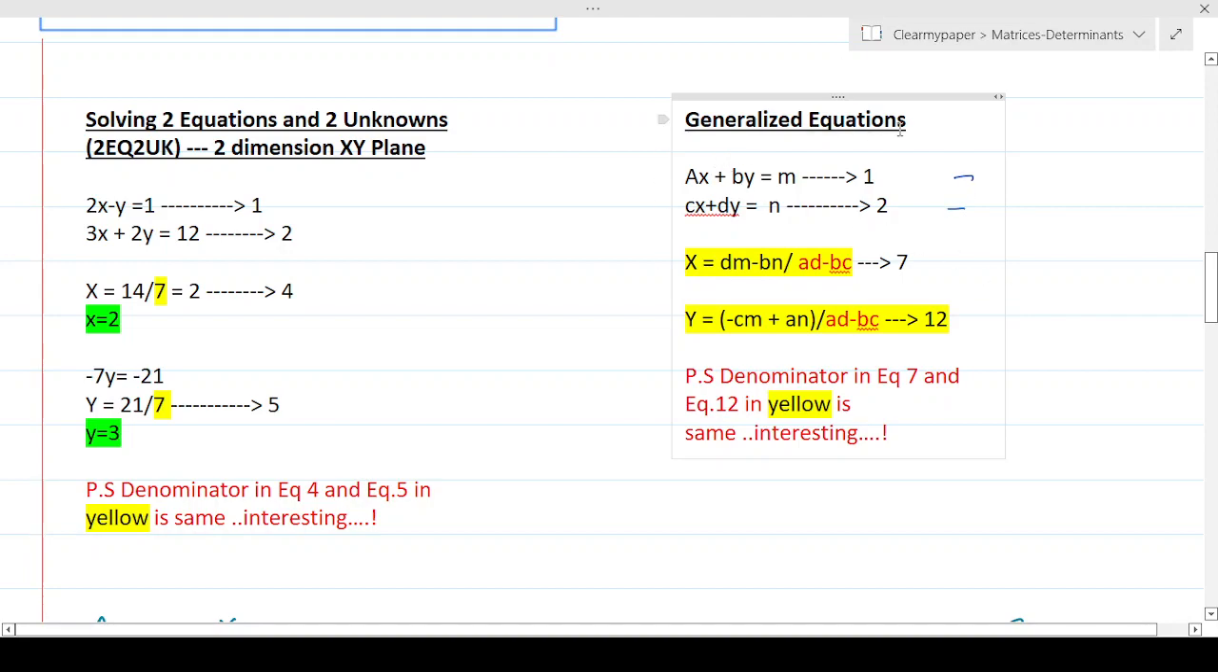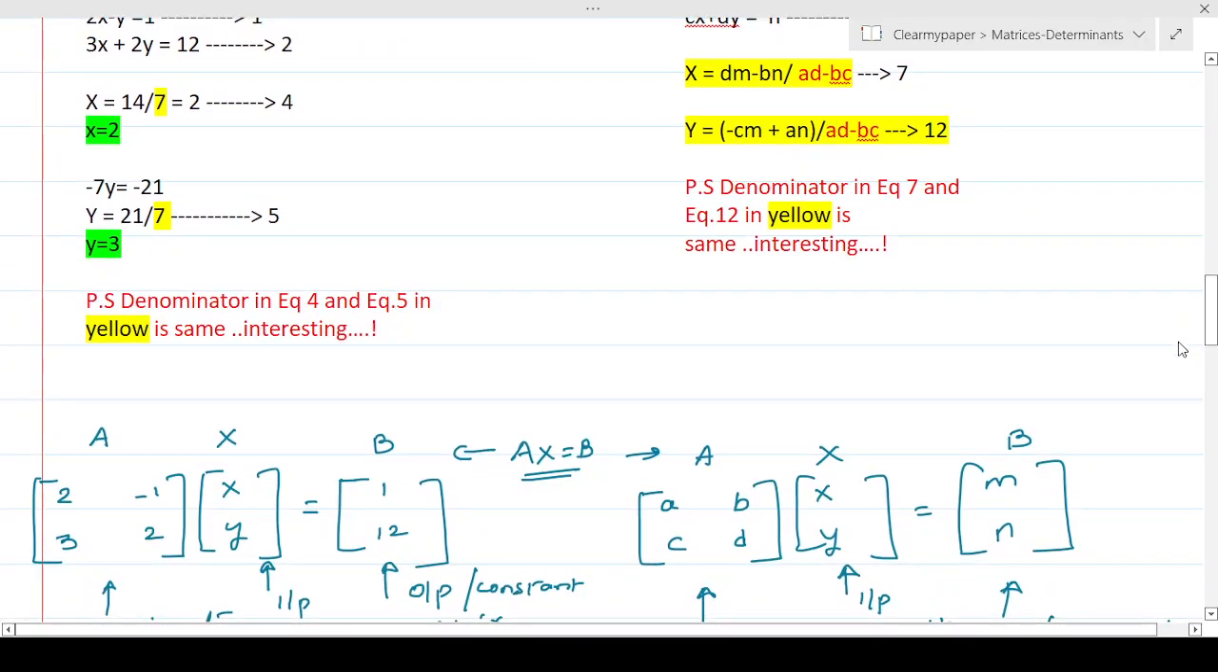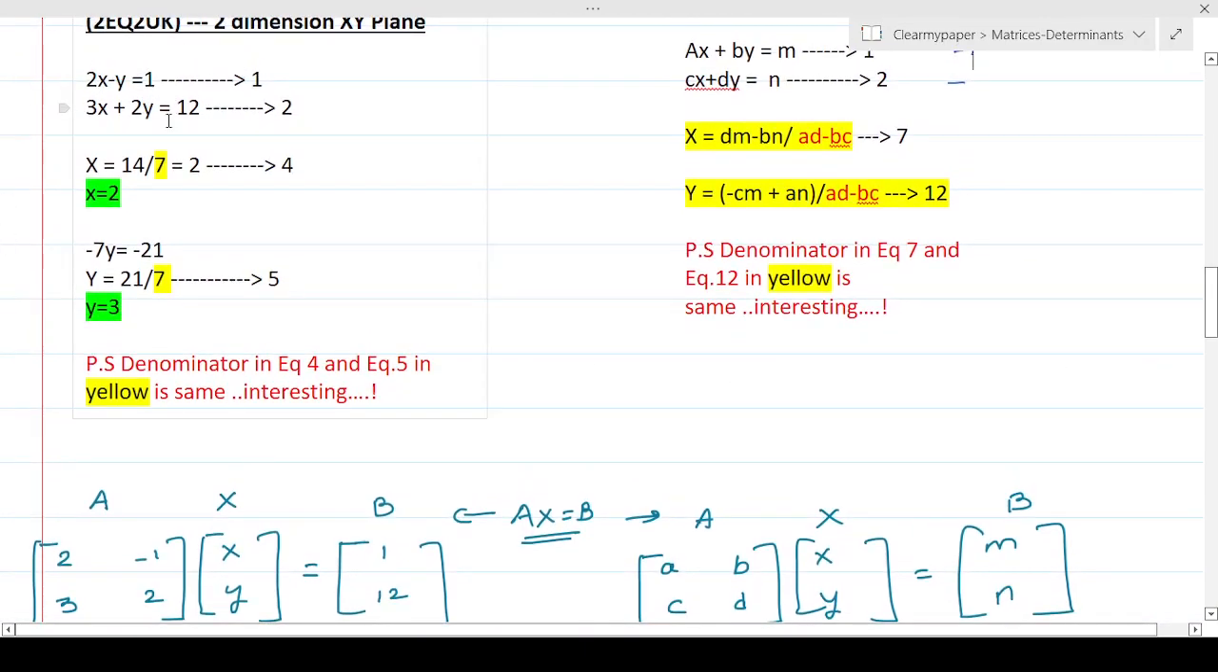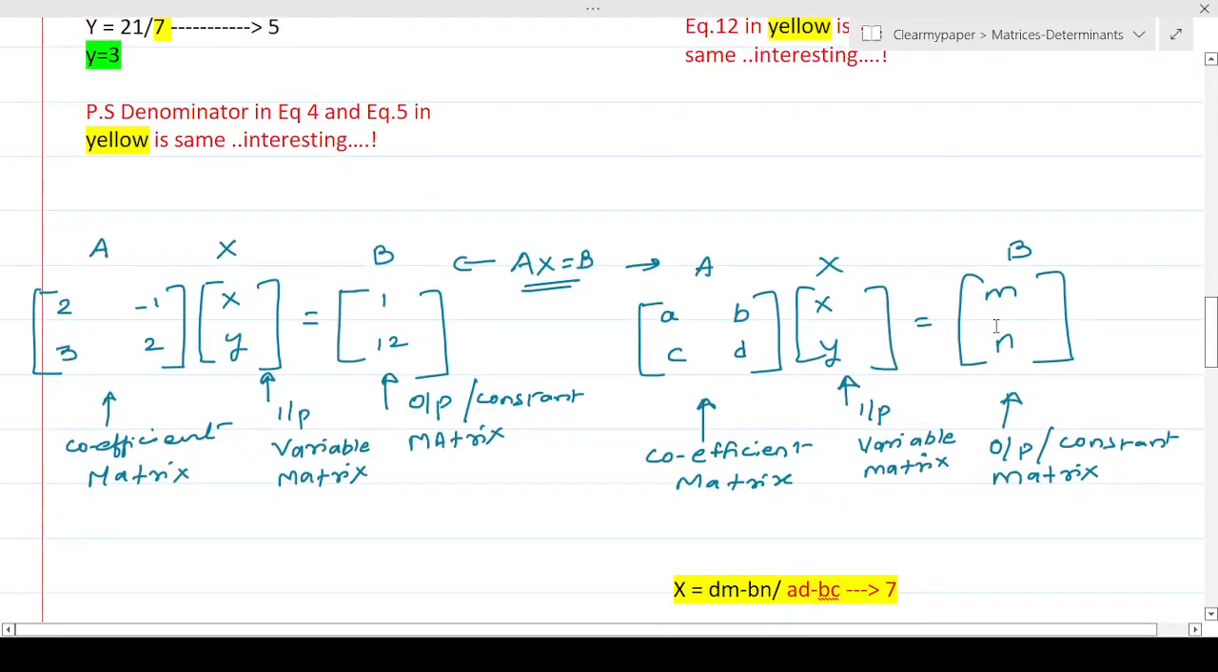Okay, so let's just focus on this part and then we'll come to this part, right? On the left side, first focus on the right side, the generalized equation, and then we'll come back to the left side as an example. Okay, so what I'm doing here, both these examples, whatever I've written on the left and whatever I've written on the right, I'm denoting them in a matrix notation, as simple as that.